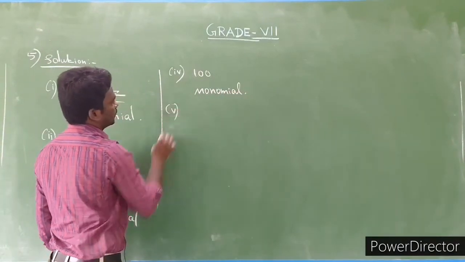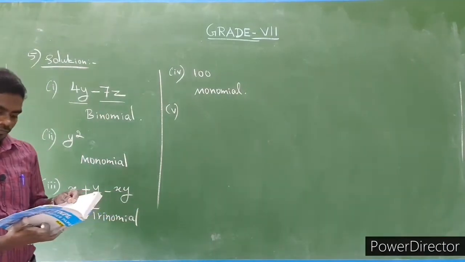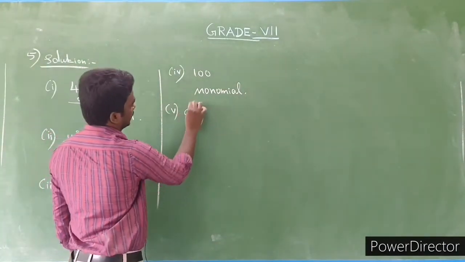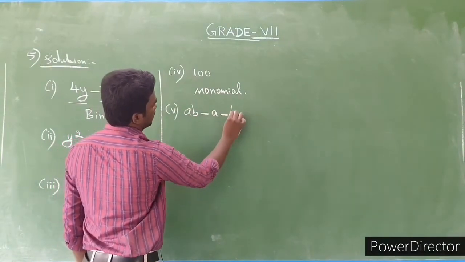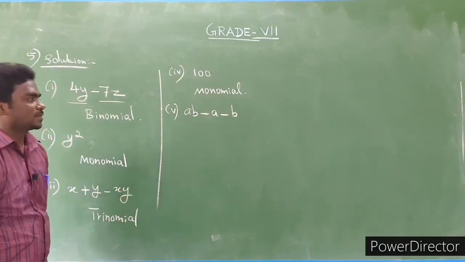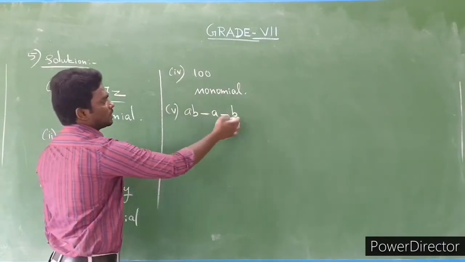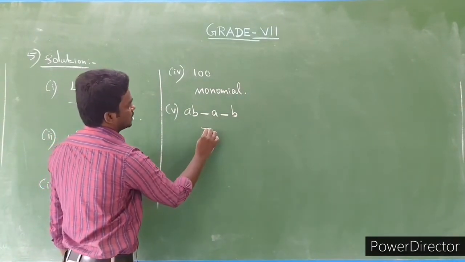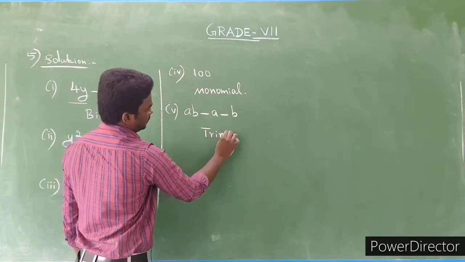Next, what is the fifth one? AB minus A minus B. What type of expression is here? How many terms does it have: one term, two terms or three terms? So this is called a trinomial.